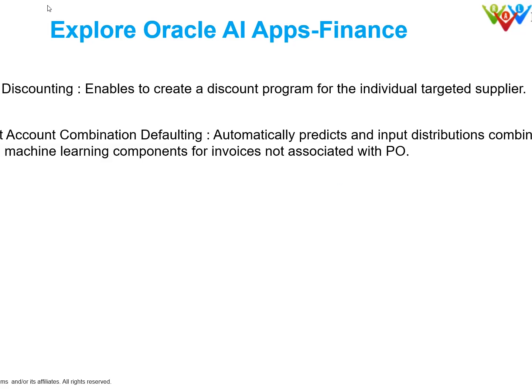Another use case is the intelligent account combination. At the invoice line level, when you click on the account code combination, the application is smart enough to predict what account code combinations to take or suggest to the user. Let's go through this in detail further.